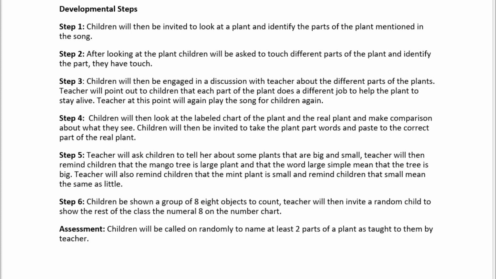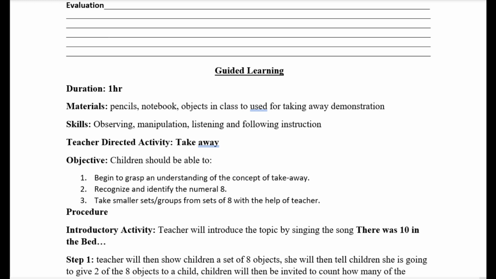And as always in circle time, I give an assessment. So children will be called on randomly to name at least two parts of a plant and be assisted by the teacher. All right. And as always, my evaluation. I write down my evaluation to see who got the lesson, if the lesson came across right, who answers questions, etc. And also if there is something else that I can go back to the drawing board on Friday during my revision and bring it back.